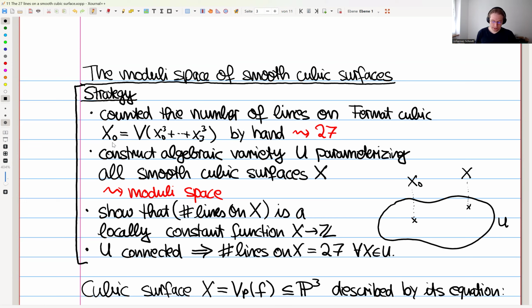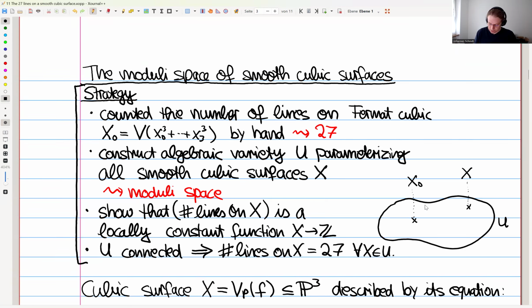And the idea here is that we can construct an algebraic variety U, which parametrizes all smooth cubic surfaces. In other words, this is an algebraic variety such that every single point in there exactly corresponds to one smooth cubic surface X inside P3. And this is then an example of a moduli space. So a geometric space like a variety whose points exactly correspond to certain geometric objects.